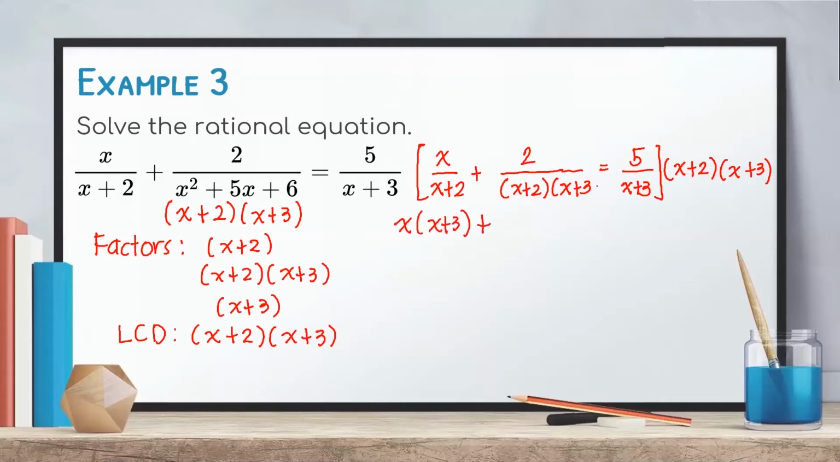Copy the plus. For the second one, we have the denominator x plus 2 times x plus 3. And this is also our LCD. So everything will be cancelled, leaving us with only 2. Then copy the equal sign. For the last one, our denominator is x plus 3. So x plus 3 at the LCD will also be cancelled, leaving us with 5 times x plus 2.